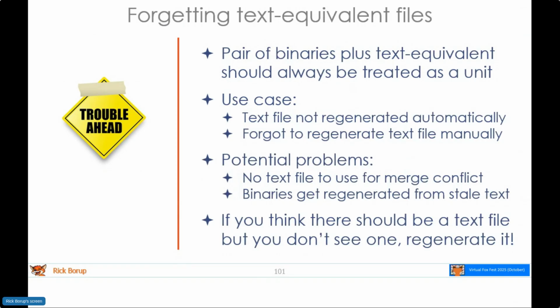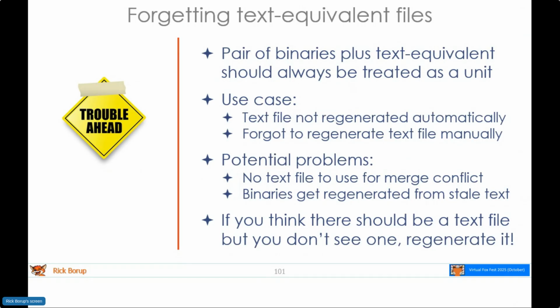If you forget the text equivalent files, it can have repercussions. Again, that's where Project Explorer to me is such a sweet tool because it'll do that for you. It'll create the text equivalents for you if necessary, as long as you've made the modification from within Project Explorer. So, for example, if you forget it, what can happen is you might not have a text file for resolving merge conflicts, or maybe even worse, if you forget to commit the text file, and then somebody else pulls and regenerates the binaries from an older version of the text file. Now they have an older version of the binaries, and they probably have no idea that they're missing something that actually was supposed to be in there.